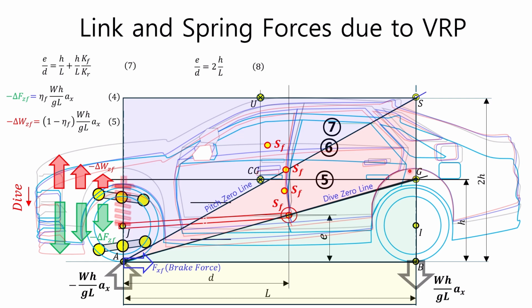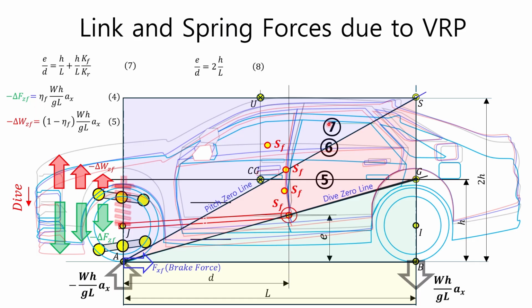Figure 6 illustrates the case where the virtual reaction point, SF, lies on the pitch angle 0 line, AS. In this case, the vertical resultant force compressing the front links is twice the vertical dynamic load transfer, and the force tensioning the front springs is equal to the vertical dynamic load transfer. Since this force is equal to the force tensioning the rear springs, the same displacement occurs in both the front and rear springs, and consequently, the pitch angle becomes 0. In this case, the value of eta F is 2.